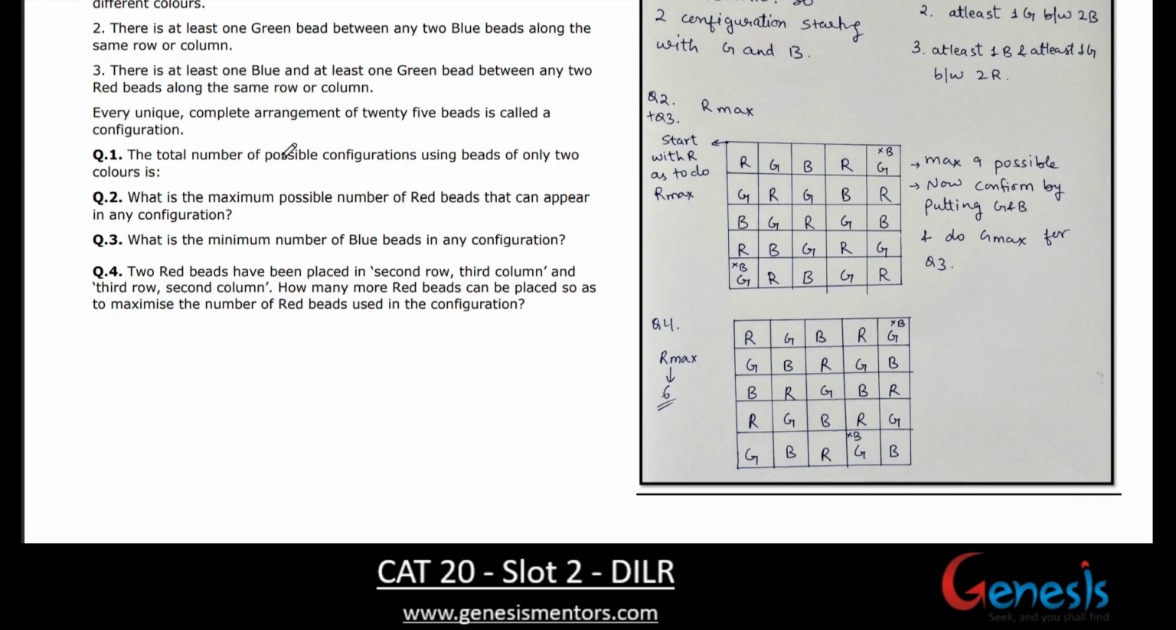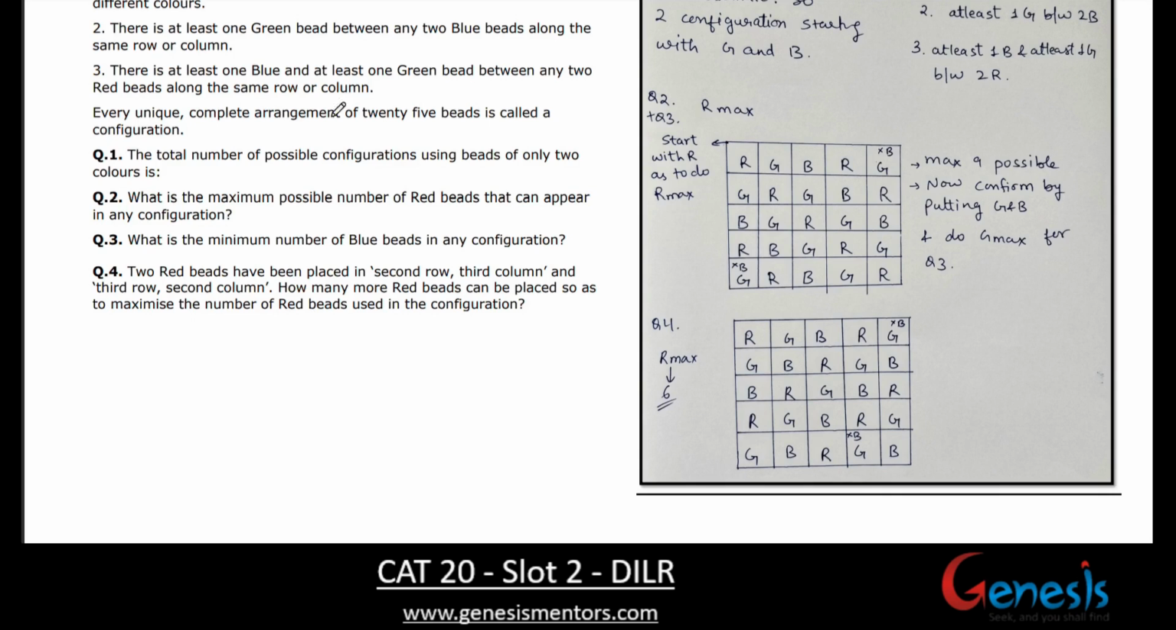Basically we need to arrange those 25 beads, and every different or unique arrangement will be called a configuration. So there can be many configurations. Right, let's see the questions. The total number of possible configurations using beads of only two colors is, right?